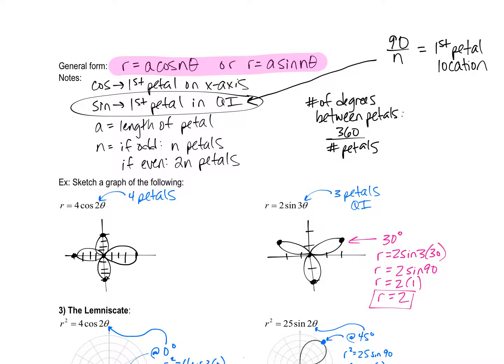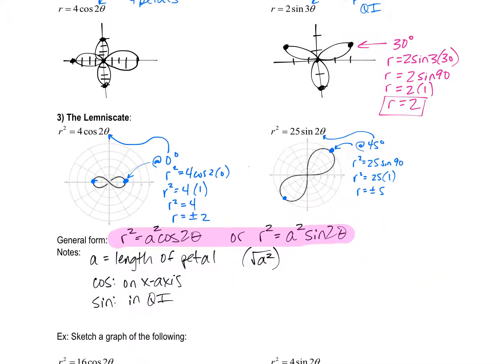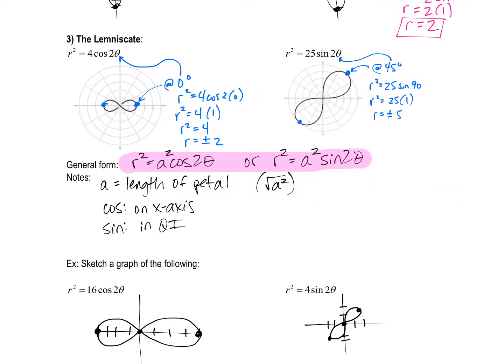Okay, let's do the Lemniscate. We called it limp biscuit, I think, or Lemniscate. A lot of different ways to pronounce it. So it looks like a figure eight. And hopefully you recognize this word as a figure eight. And it's the only formula that's an R squared. So notice I have that in our general form here.